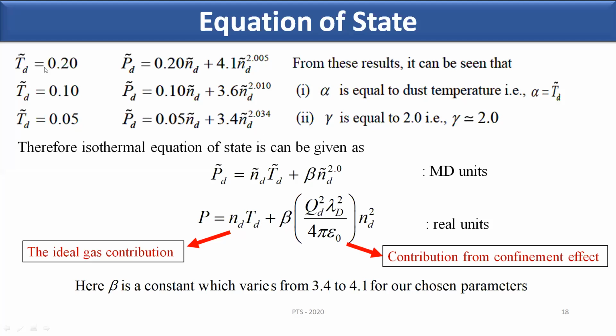For example, for TD equals 0.2, it is 4.1, then it is 3.6 and 3.4. So beta is a constant which varies from 3.4 to 4.1. And it is to be noted that beta is the factor which takes into account the effect of coupling. So if your density is much more or less, or temperature is less or more, beta is implicitly dependent upon gamma also, which we still have to explore.